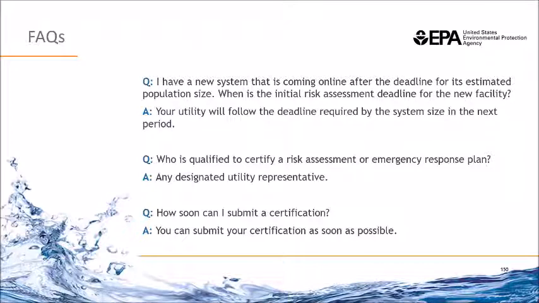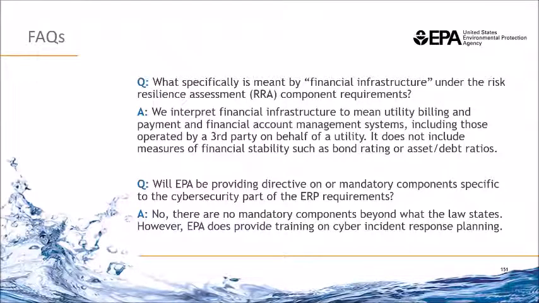In response to the question about who is required to certify a risk assessment or emergency response plan, again, that's any designated utility representative. So they don't need to hold a specific rank in the utility, but they do need to be from the specific water utility. So for instance, this normally comes up in relation to contractors, so a contractor cannot certify on behalf of a water utility. How soon can you submit a certification? You can submit your certification as soon as possible. So at any time in the future.